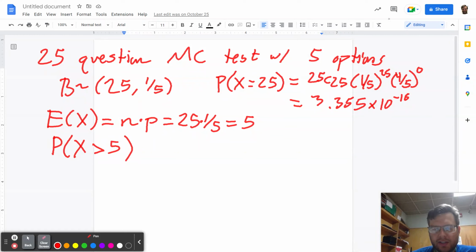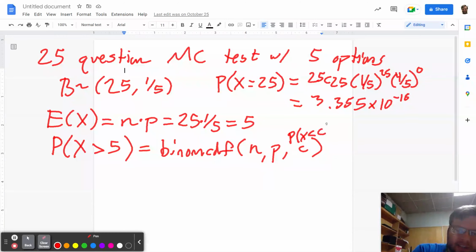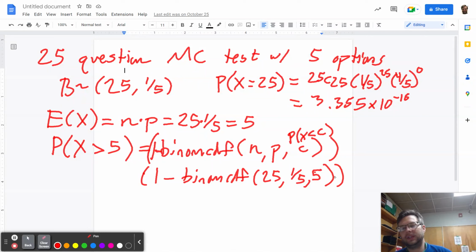I see. So on this calculator, the way it wants you to type it in is using the binomial CDF, and you type in your N, your P, and your C, and this is going to tell you the probability that X is less than C. So it goes from the bottom up to C. So the way that we do this for being greater than 5 is we go 1 minus the binomial CDF of 25 trials, probability of 1/5, and we're going to go from 5 on down because I wanted to know the probability to do better than average. So let's try to type that in.